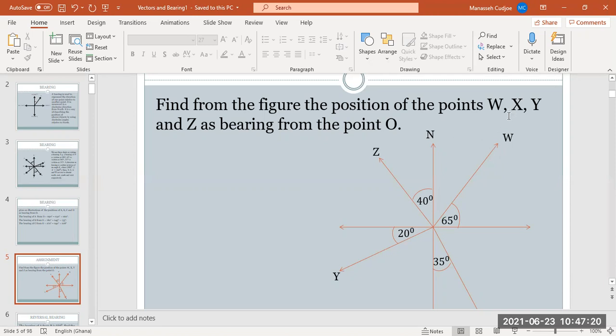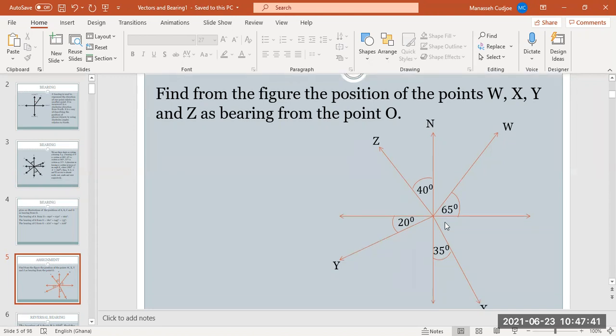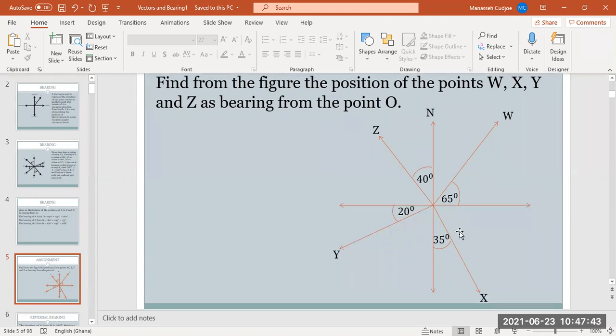Because bearings are typically written in 3 digits, if the angle is acute, having 2 digits, you have to bring a preceding 0. So if you have 20, you bring a preceding 0, making it 020. If you have 25, I'll bring a preceding 0, making it 025 degrees. So take time and explore the bearing of X from O.